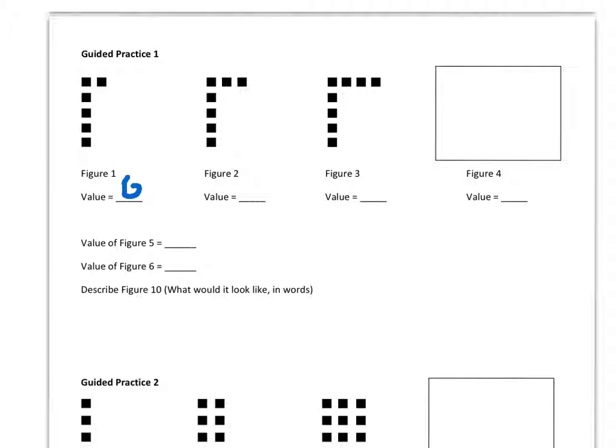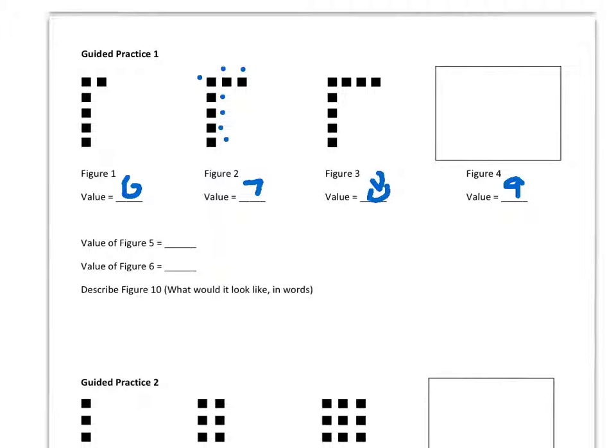So yeah, figure 1 has a value of 6, and I'm seeing our pattern already. Figure 1 has a value of 6, so that's adding 5. So let's see if that works for figure 2. Figure 2 plus 5 is 7. Let's see. 1, 2, 3, 4, 5, 6, 7, right. There we go. So figure 3 must have 8, and figure 4 must have 9.